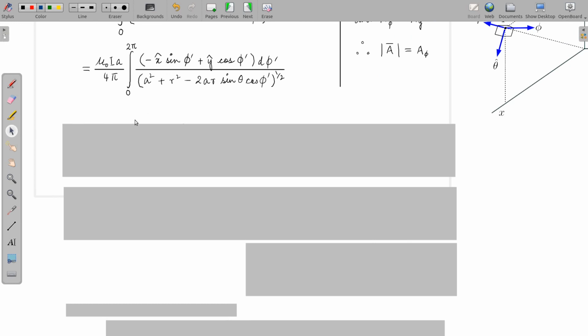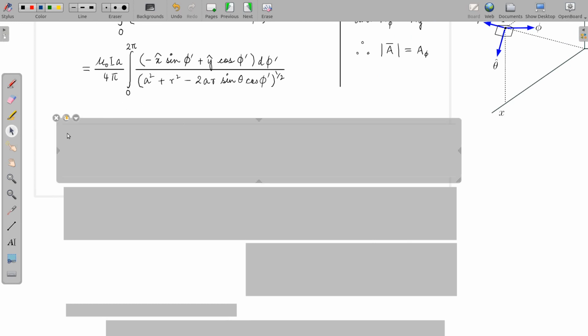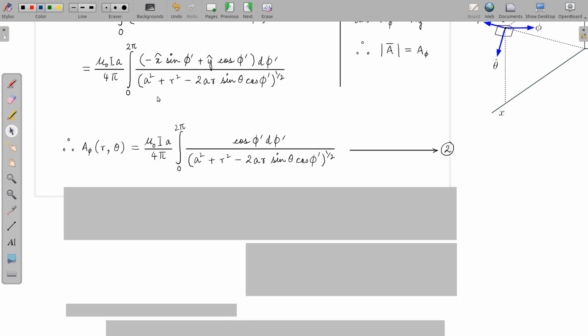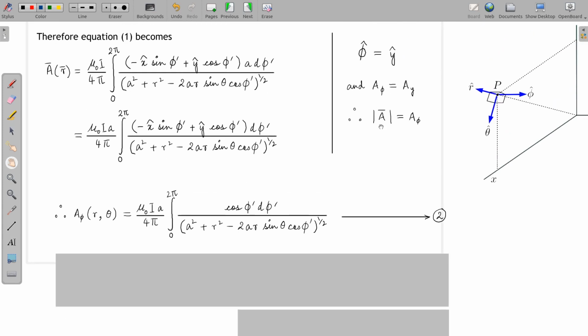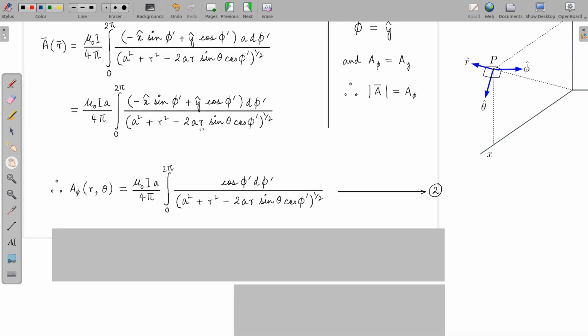So now we will try to simplify this integral further. The first thing we need to do: what are we interested in? We are only interested in the a phi component. And what is the a phi component? That is the ay component, because we know that the ax component will go to 0. This is the ax component, which contains that sine phi. So we might as well just get rid of that sine phi, because that is going to go to 0 anyway.